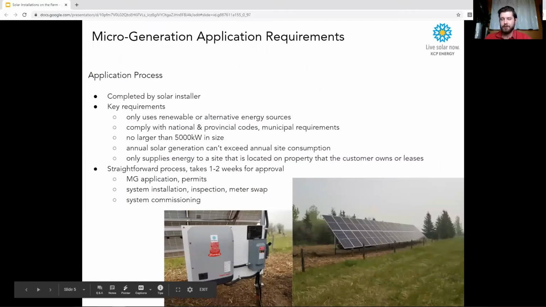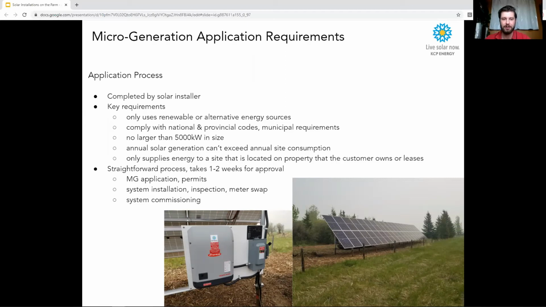Under the application process, there's a few rules, but overall the application process is quite straightforward in Alberta compared to other jurisdictions in Canada. This is typically going to be completed by the installation company, as it requires some electrical engineering documentation to be provided. As well, there's going to be a site plan that they need to put together so the utility knows electrically what's happening, but also physically where the equipment is going.